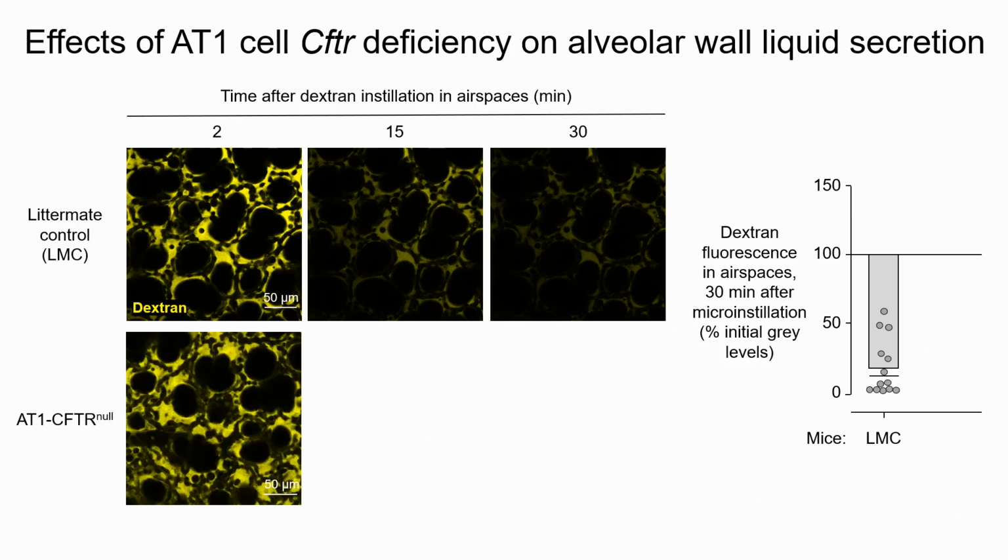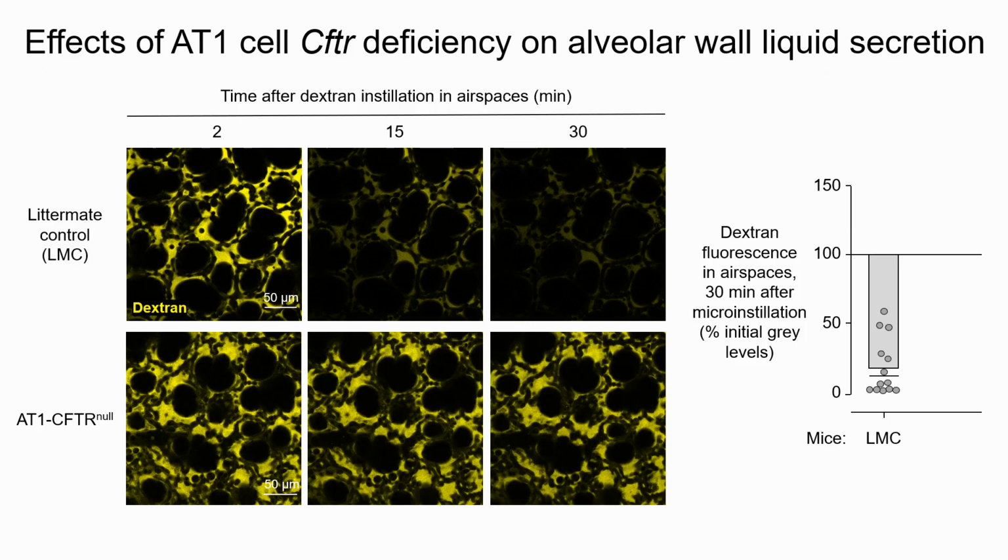This next image here is similar, but is from an alveolar type 1 CFTR null mouse. We again image the same area after 15 and 30 minutes, and you can see that the tracer fluorescence loss is at a much slower rate, suggesting that the alveolar wall liquid is reduced, which is also what we see with the group data quantifications.